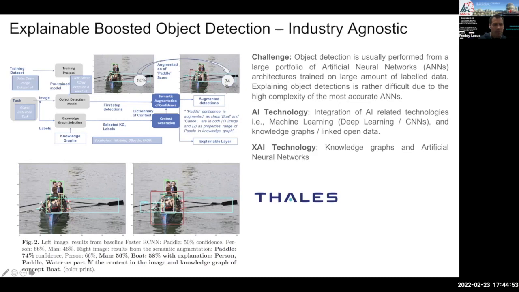You get a person at 66, man at 56, so slightly higher, and both at 58, which was not there initially. That's a way where you use a knowledge graph for object detection. Try to find co-occurrence of terms in a graph, and does that make sense in a picture? Do you capture those? If they are, most likely they may be connected, right? So the score should be much higher.